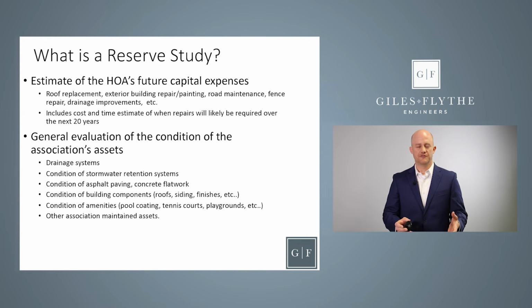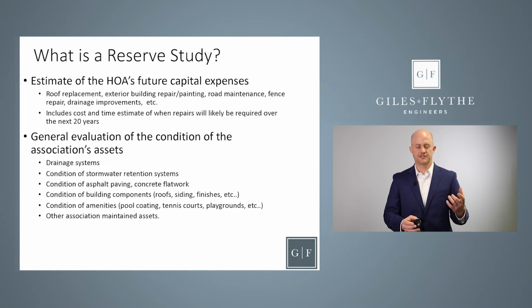The main deliverable for a reserve study process is going to be a 40 to 50 page report. That report's going to cover a whole bunch of different things. We'll talk about the main 4 areas that are going to be typically covered in the reserve study. To begin with, it is an estimate of the future capital reserve expenses that an HOA would be responsible for. Again, this would include things like roof replacements, exterior building painting and siding repairs.